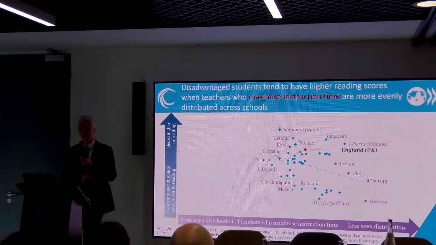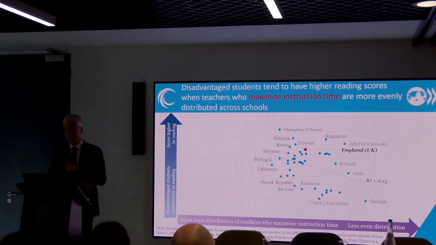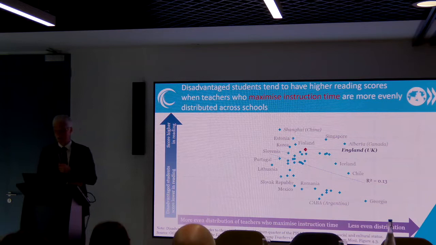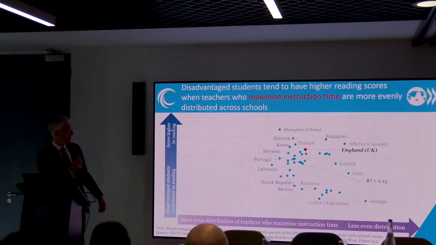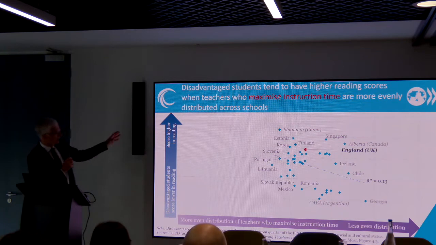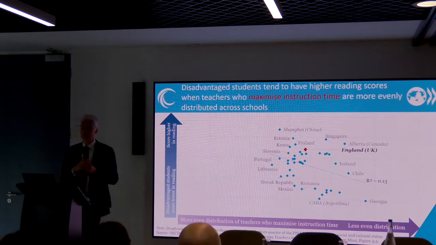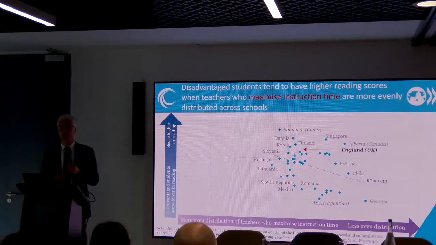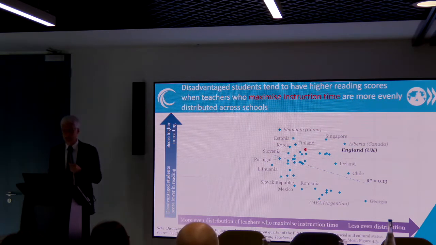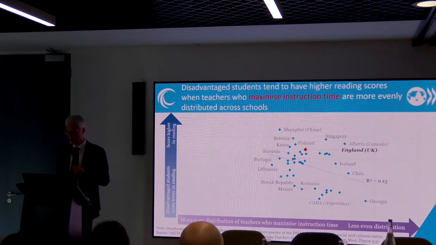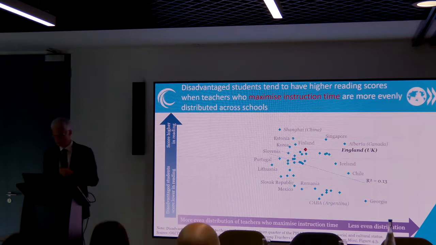The use of teaching practices. If you are doing a better job in maximizing your instruction time, if you have a more even distribution, you're on the left side, you can see fewer disadvantaged students. That's quite intuitive. We know how important the use of effective instruction time is. And when you allocate your teachers more evenly and more equitably, you see fewer lower performing students.